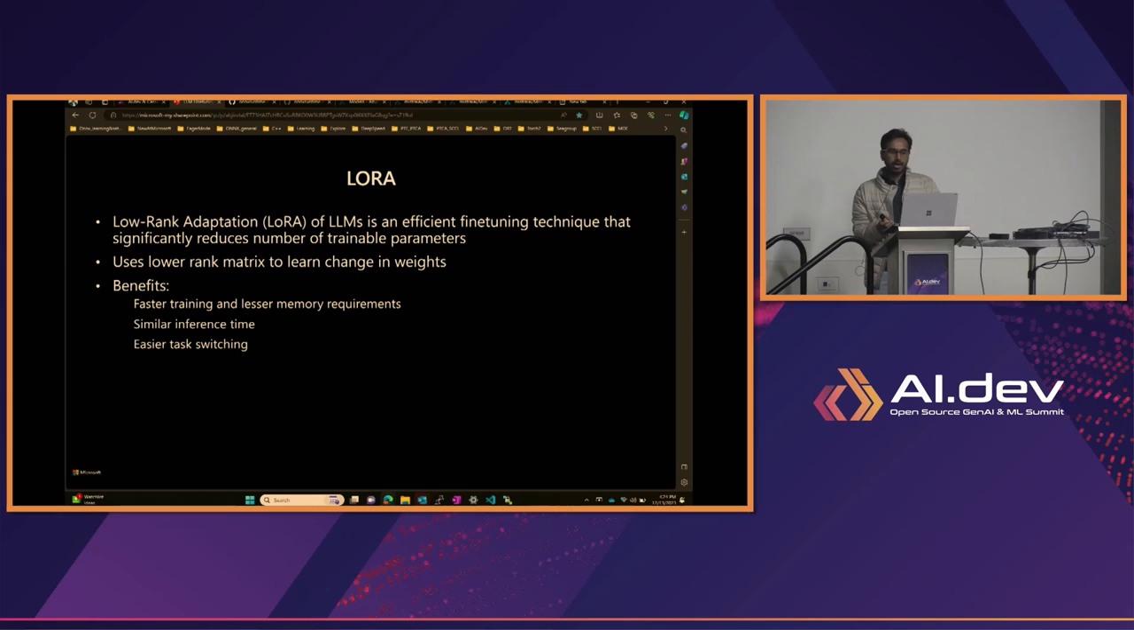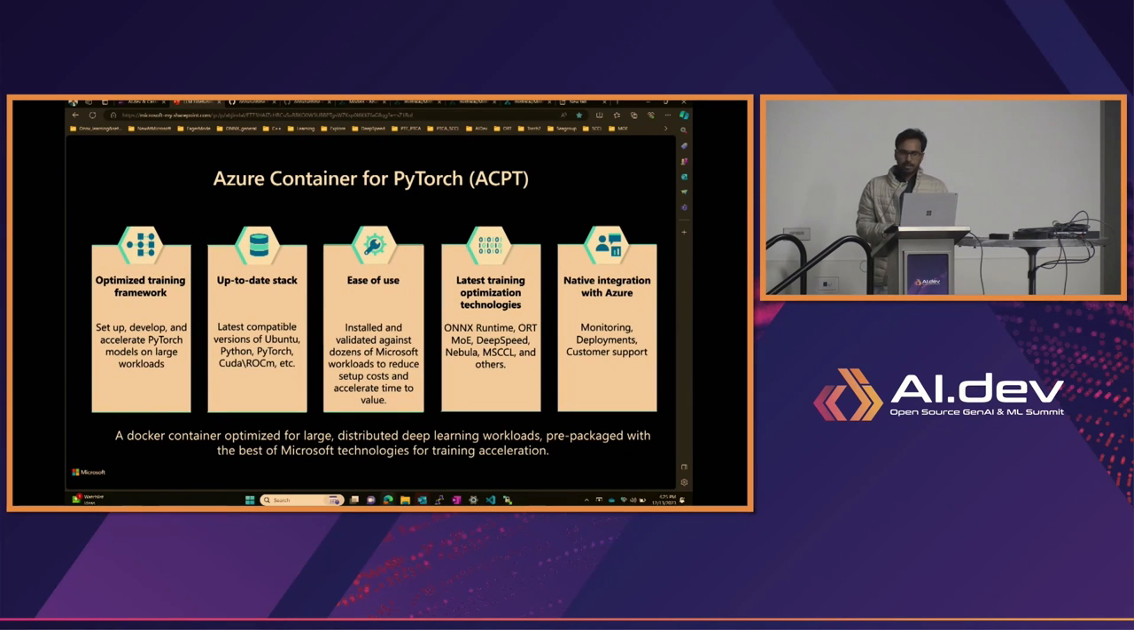The benefits of LoRA are you will have faster training because the number of parameters which you're going to use have reduced significantly, which will also lead to lesser memory requirements. You will have similar inference time because essentially you are not changing the number of parameters which you have, and you will also get easier task switching because your base model remains the same, but for the tasks you are using it for, you can have different fine-tuned models, and the fine-tuned models will only contain the retrained parameters. So you won't have so many replicas of your model since the models are so huge. It will help you in reducing the model size for task switching.